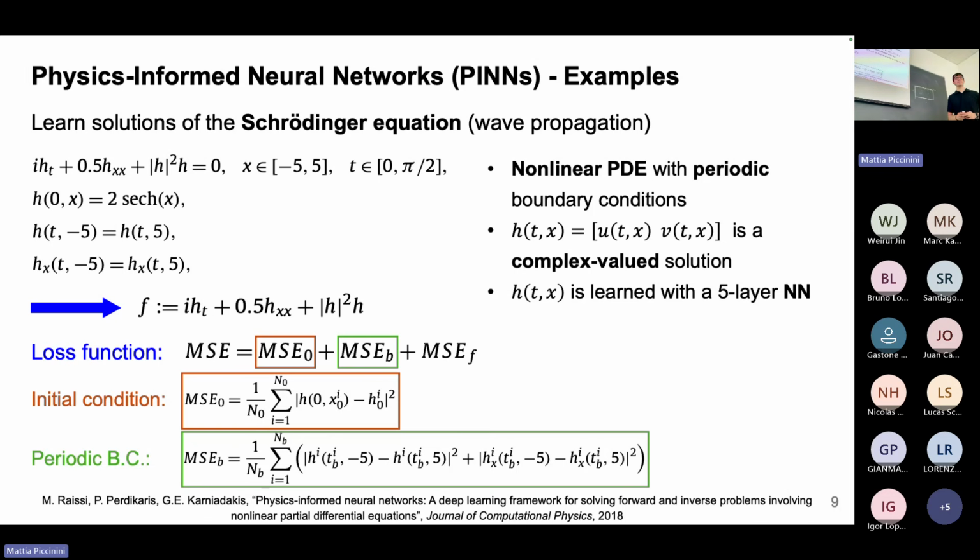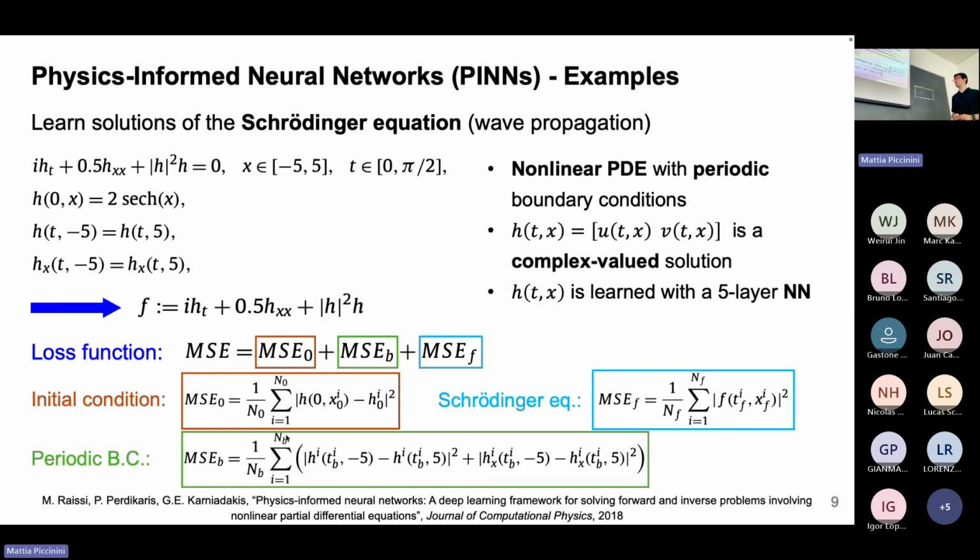And then the last term is, of course, the really physics-informed term, which is the Schrödinger equation. So we take the Schrödinger equation, the left-hand side, written like that. We put it quadratically in the loss function. So we put the square norm of f in the loss function.